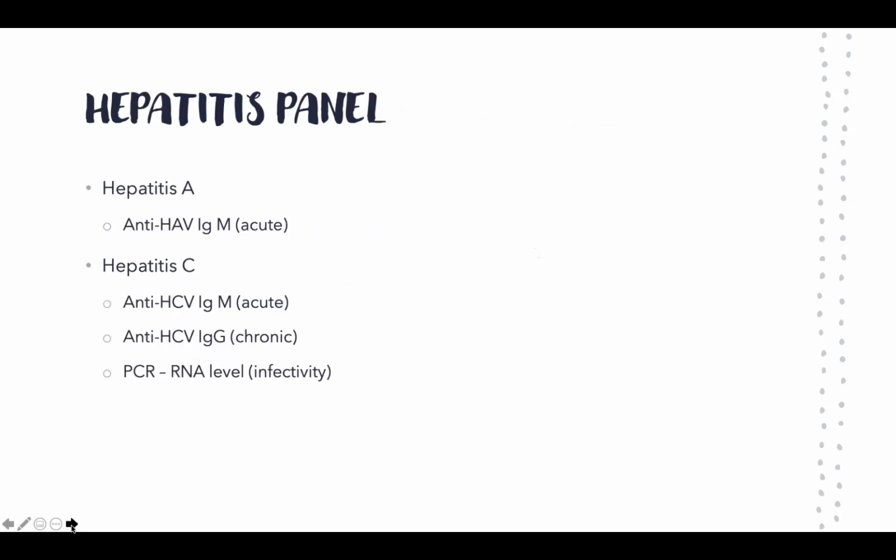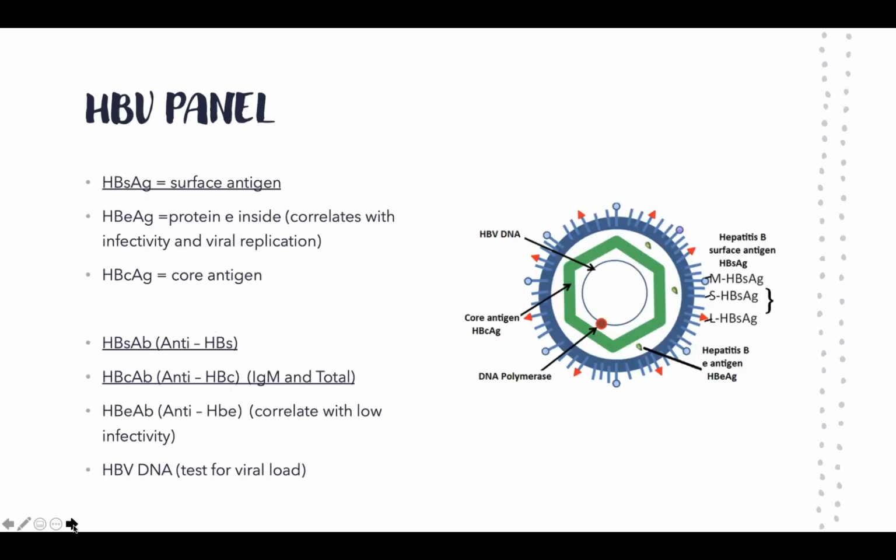So let's interpret them. A and C are quite nice and simple to remember. In hepatitis A, you order an anti-hepatitis A virus IgM, and this will be elevated in an acute setting. In terms of hepatitis C, you can get an anti-hepatitis C virus IgM in an acute phase and an IgG in a chronic phase. You can also get an RNA level, and that can indicate the infectivity of the patient.